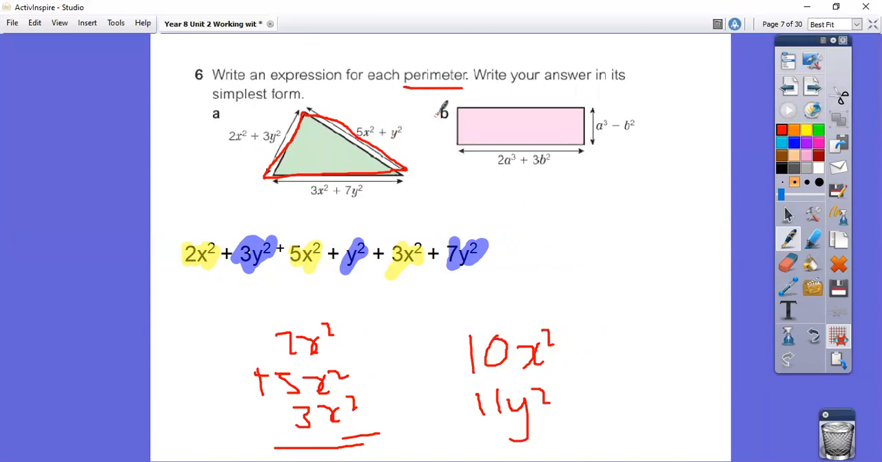So I've done that part for you. Now you guys have a go at doing part B. Remember, opposite sides are the same. So if this tells you this is a squared minus b squared, this opposite side is also going to be a squared minus b squared. And the opposite side here will be 2a cubed plus 3b squared. Opposite side here. Write them out in full, collect and simplify like we've done in this part of the question, and then write its perimeter in its simplest form. So it won't simplify any further.